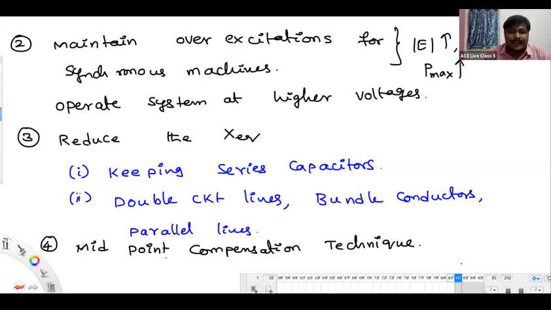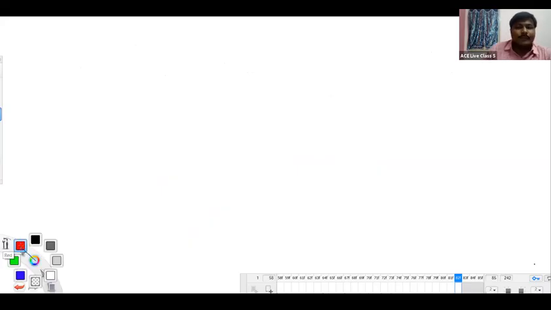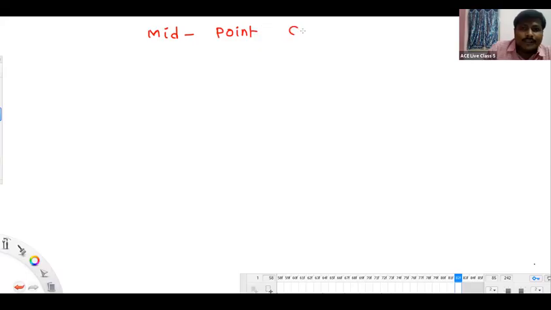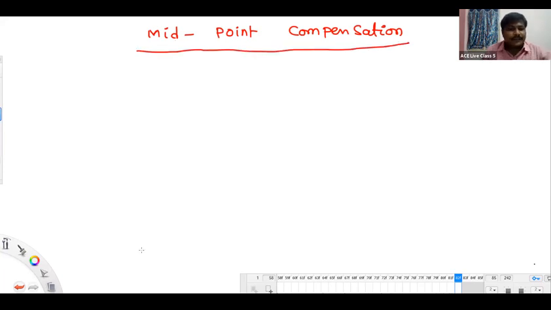Let me continue with respect to the midpoint compensation technique a little bit. It is nothing but simply keeping some compensator, maybe you can say a reactive power compensator.